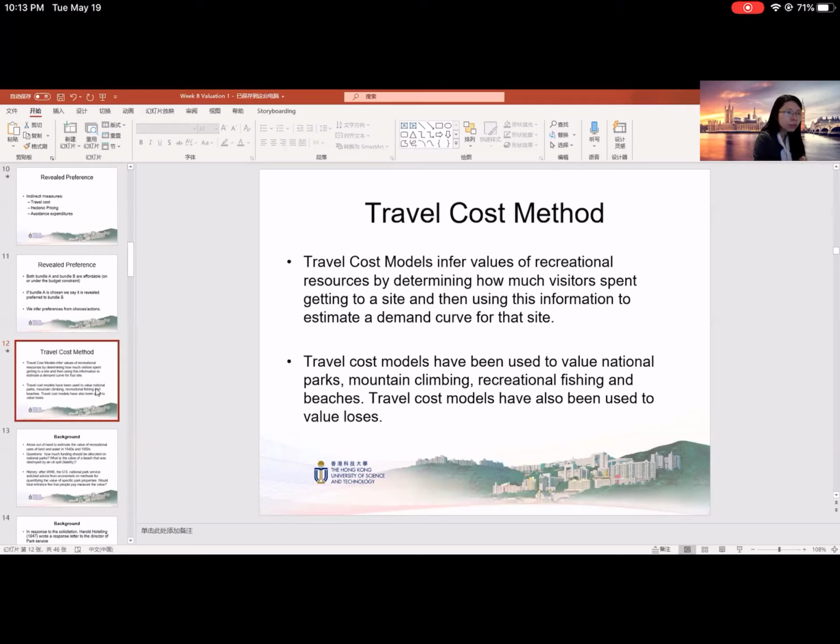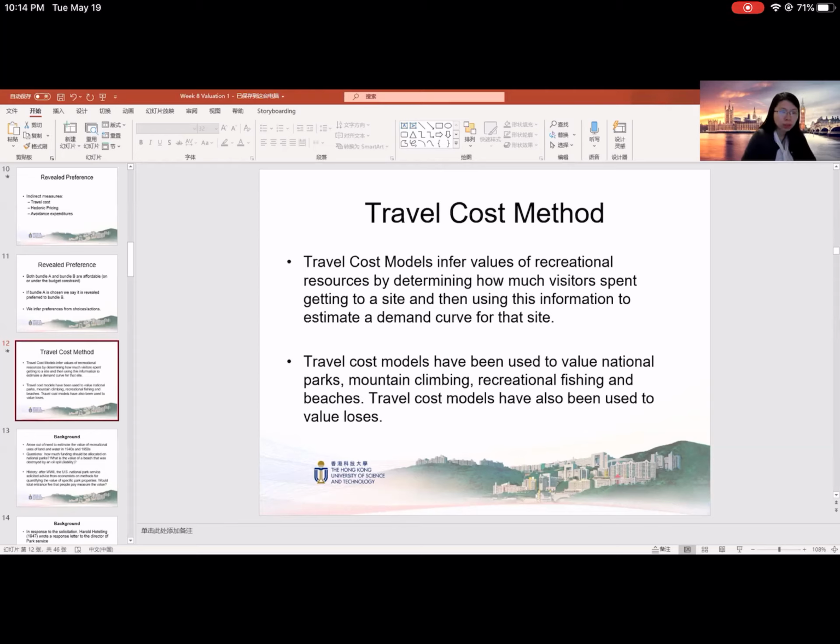So travel cost methods infer values of recreational resources by determining how much visitors spent getting to a site, and use this information to estimate the demand curve for that site. To explain this intuitively, the idea is that if you're willing to visit a national park driving thousands of miles, then your willingness to pay for this national park must be higher than your travel cost, higher than all the gasoline you used on the roads just to get to that area.